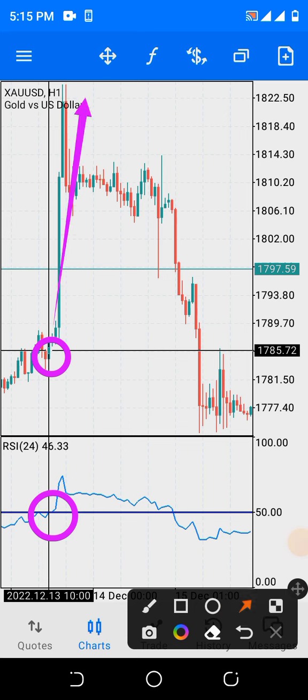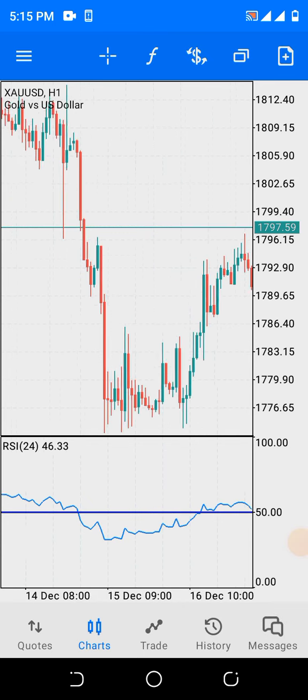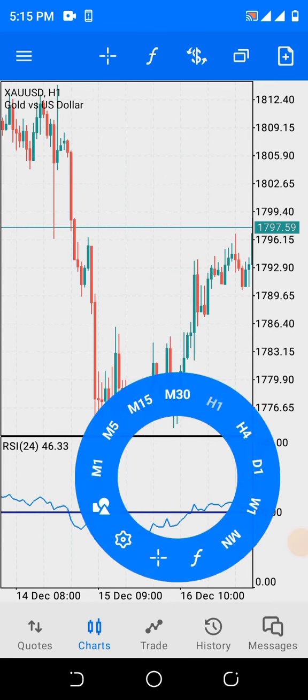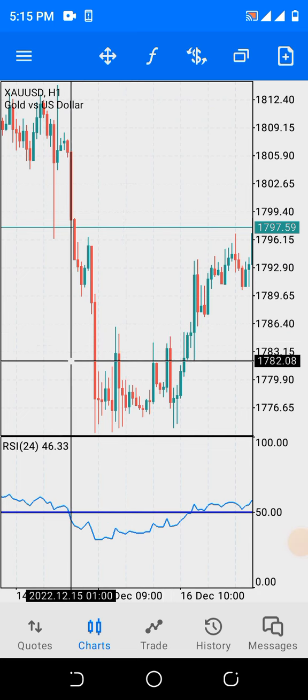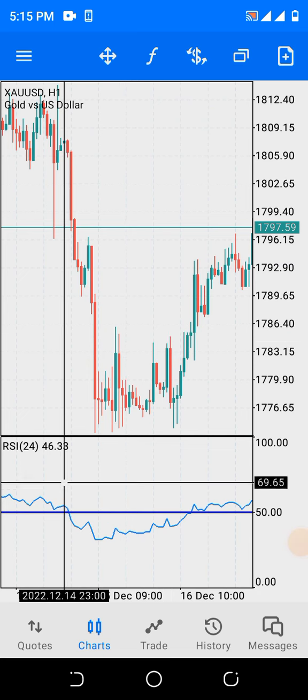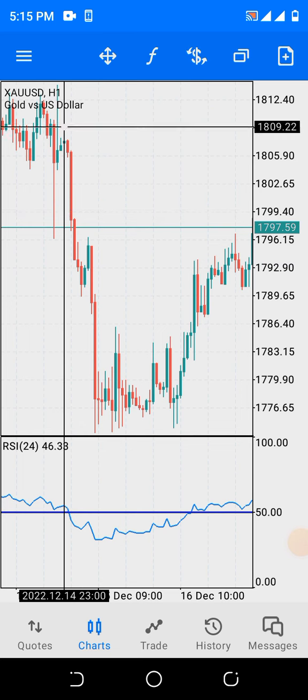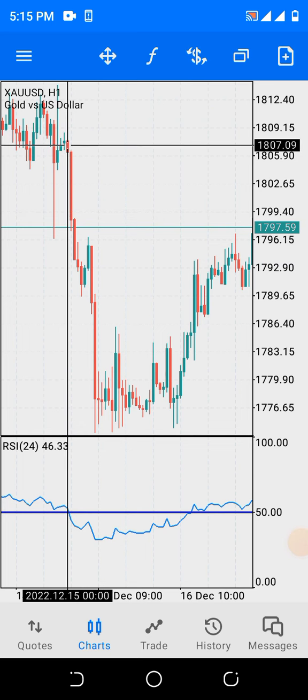Are you seeing it? So this is a golden strategy for trading gold. This strategy is meant for gold. Now let's proceed. Now look at another crossing here. See where the crossing occurs. So make your sell entry here.